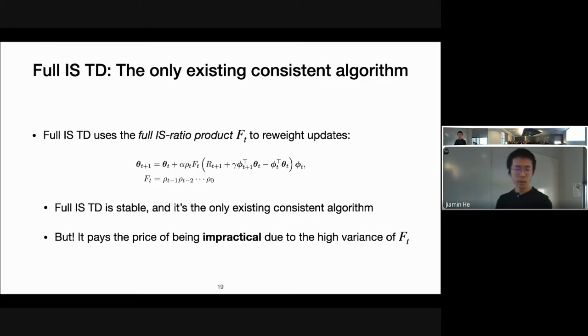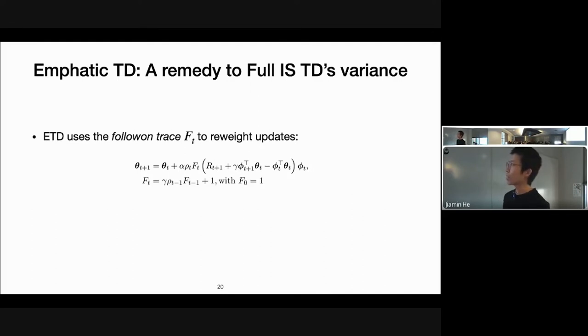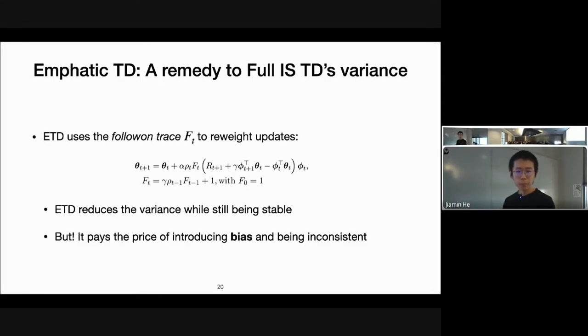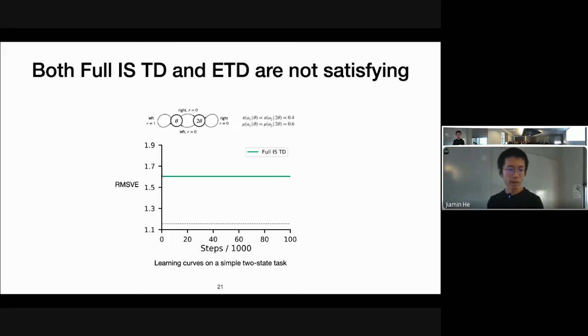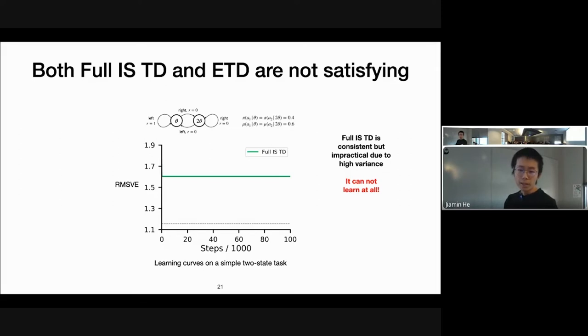To address the variance issue, ETD uses a different trace, called the follow-on trace F_t, to reweight the update. With this F_t, ETD can be shown to be stable, but it also introduces extra bias. Now I'm going to use a very simple example to illustrate the unsatisfying nature of these two algorithms. We will use a simple two-state MDP. Here is the learning curve of full IS TD. I want to remind you that full IS TD is consistent, but it has high variance, and it cannot learn at all in the two-state task. By this, I mean it is impractical. Theoretically, it should converge to the on-policy fixed point, but it does not.